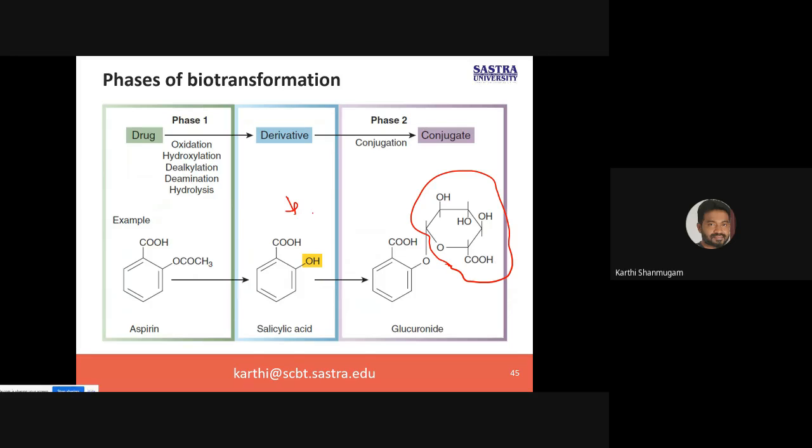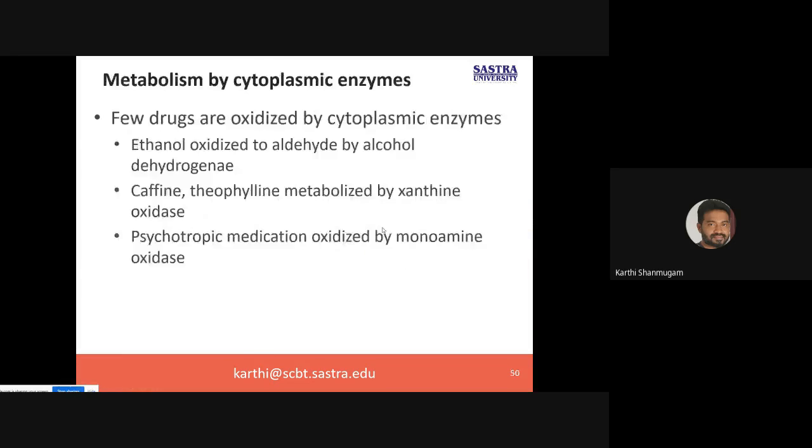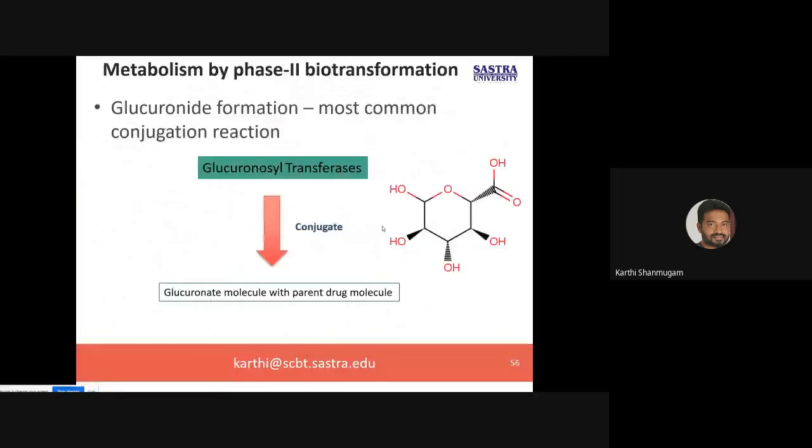So from phase 1, it goes to the phase 2 reaction, which is the conjugation reaction, in which the system uses some endogenous ligand molecule. Glucuronide here is the endogenous ligand molecule, which has many polar functional groups that are attached to the original salicylic acid. This converts the entire molecule into a highly polar molecule, which can easily get excreted through urine, because it can easily dissolve in water. Same thing I am explaining here.